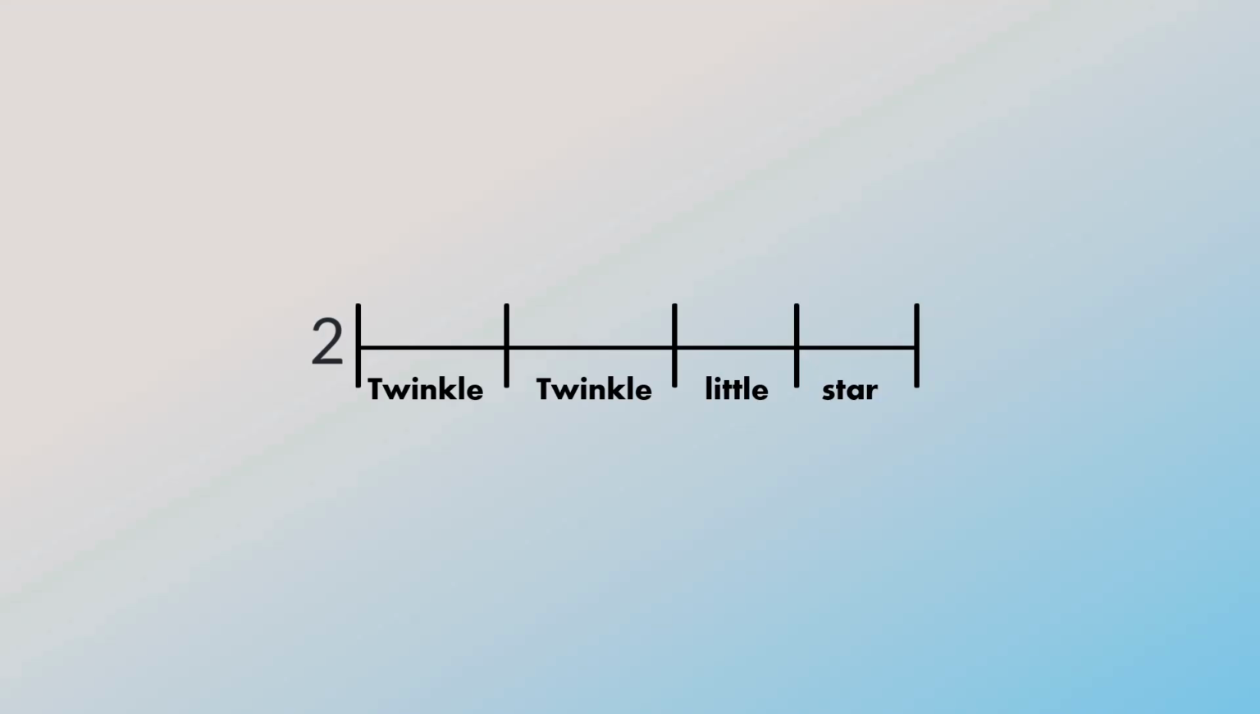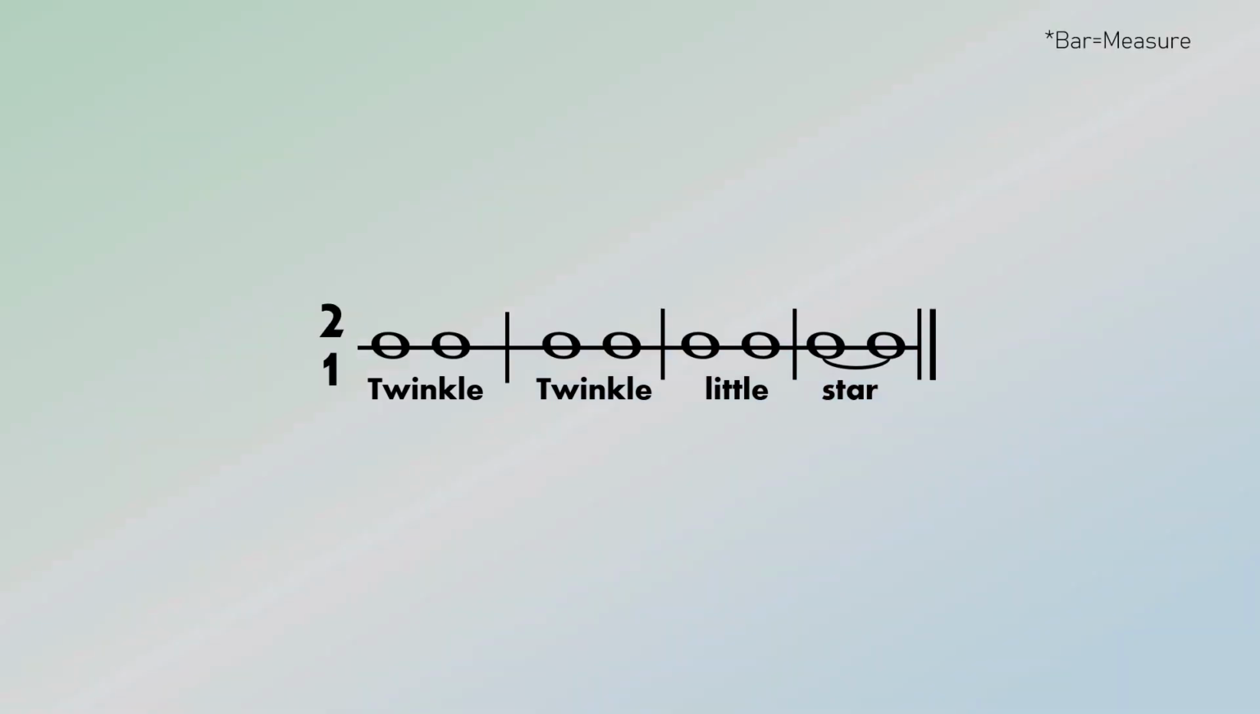So how do these notes relate to the beats? That's where the time signature comes back in. It tells you which note gets the beat. If we take another look at Twinkle Twinkle, by converting the single number into a fraction, we get 2/1, or 2 whole notes per bar.